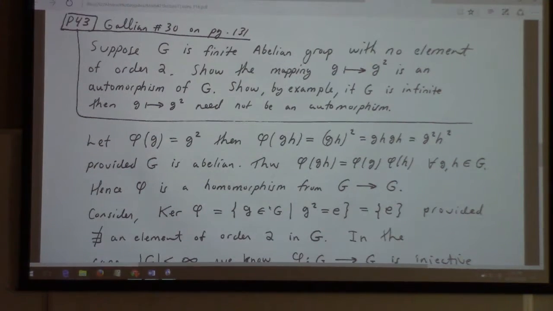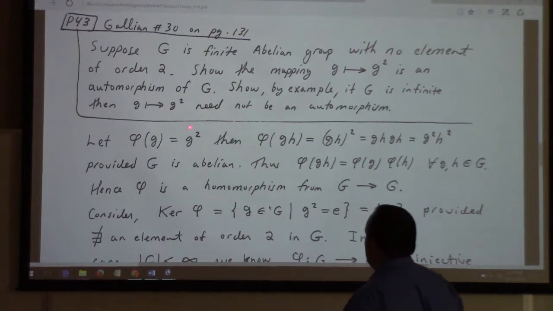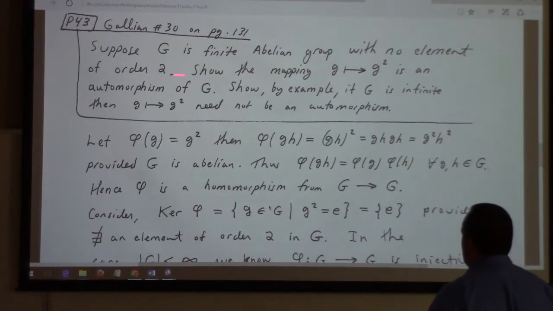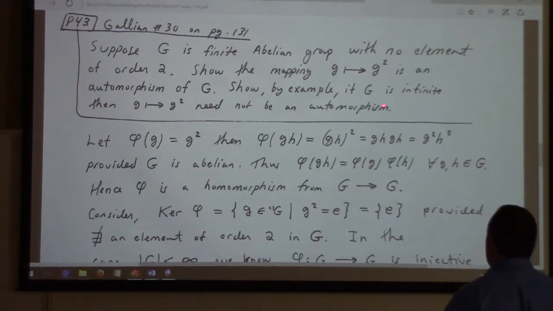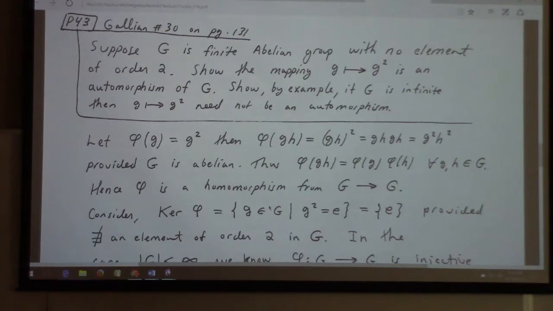Galilean number 30. I forgot about this problem. Suppose G is a finite abelian group with no element of order 2. Show that the mapping G maps to G squared is an automorphism of G. Show by example that if G is infinite, then G maps to G squared need not be an automorphism. Oh, finite, yeah. Okay, so we consider the map phi of G equals G squared.